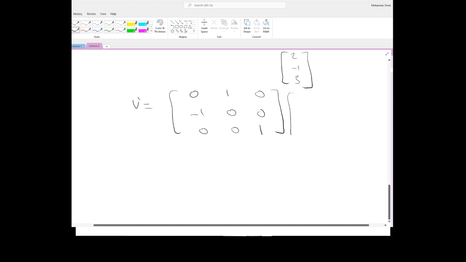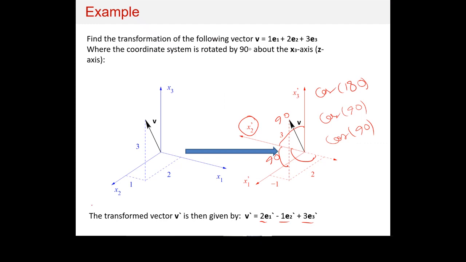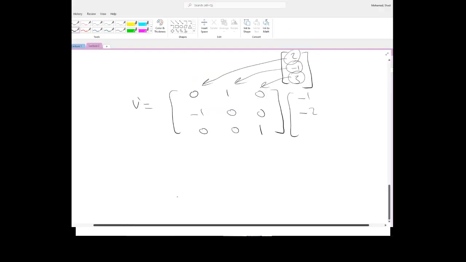So this is going to be this multiplied by 0, minus 1 multiplied by 1, and 3 multiplied with 0. I will be left with minus 1. 2 multiplied with minus 1 is going to be minus 2. No, wait. This is not minus 1. This is 1 and 2 and 3. So this is the vector I'm transforming. 1 and 2 and 3. Don't have any negative components in there.